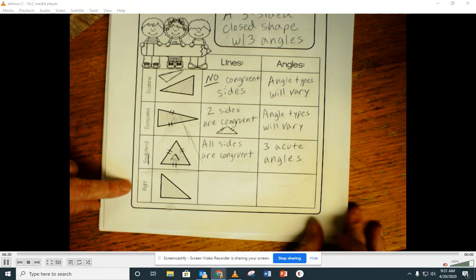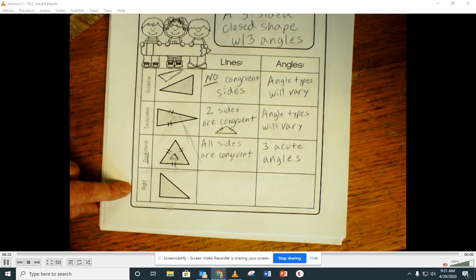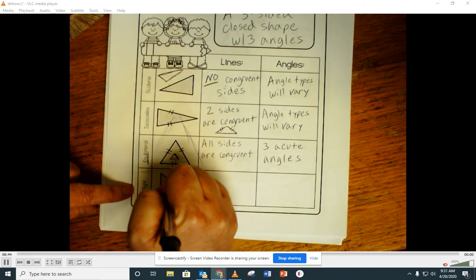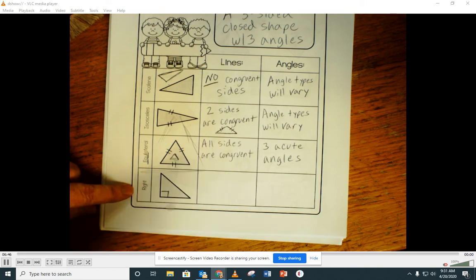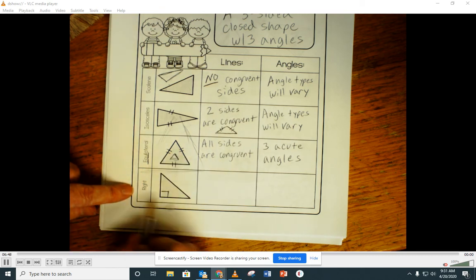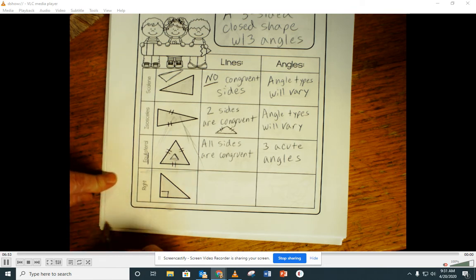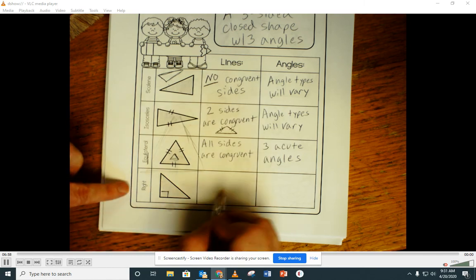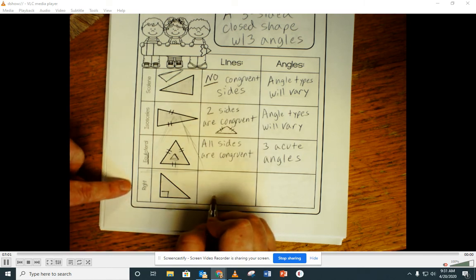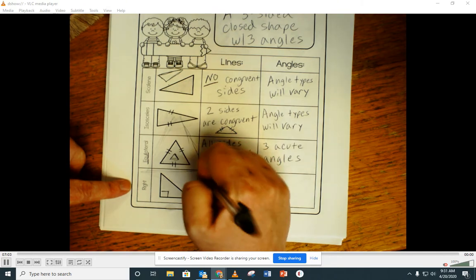Hey, remember, if I am writing too fast for you, you can pause or rewind. Okay, the last kind of triangle is a right triangle, and that is because a right triangle has one right angle in it. Remember, that's a 90-degree angle. So one of the angles is going to look like a perfect corner, like the corner of our piece of paper or where the floor meets the wall. And the length of the sides will vary.